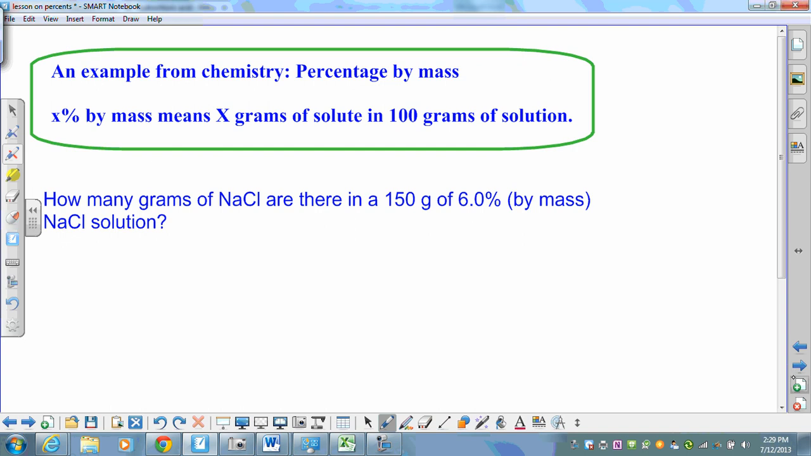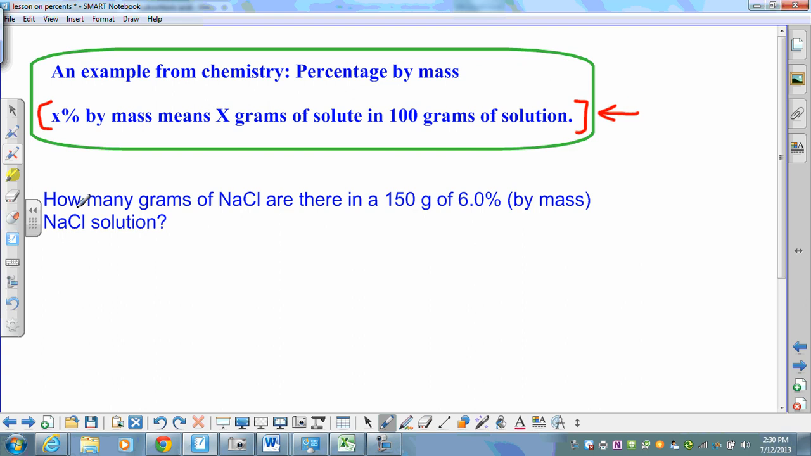Okay, an example from chemistry. And before we look at the example, here is something you might see in your chemistry classes, and maybe you've already seen it. X% by mass means X grams of solute in 100 grams of solution. And this could also be X kilograms of solute in 100 kilograms of solution, etc. It could be any given unit of mass, but typically grams are used very commonly, so that's what we're using here. And there are different interpretations for percent by mass, so make sure you read your textbook carefully when you get to that section. At the moment, we're going to assume this interpretation.